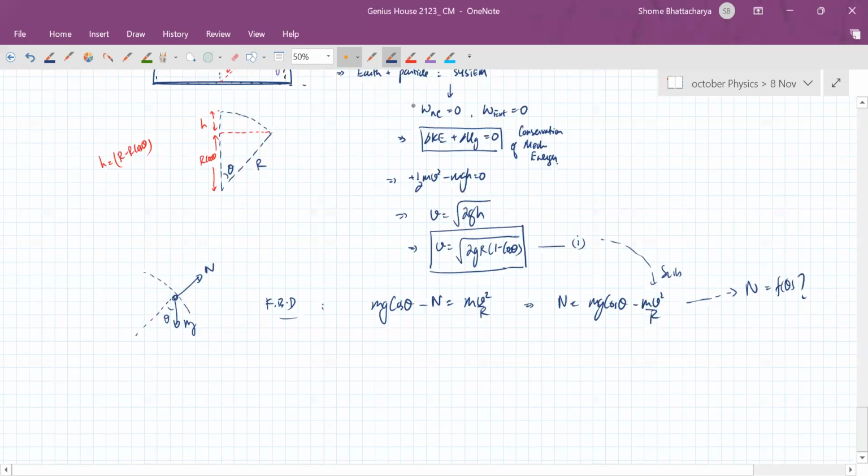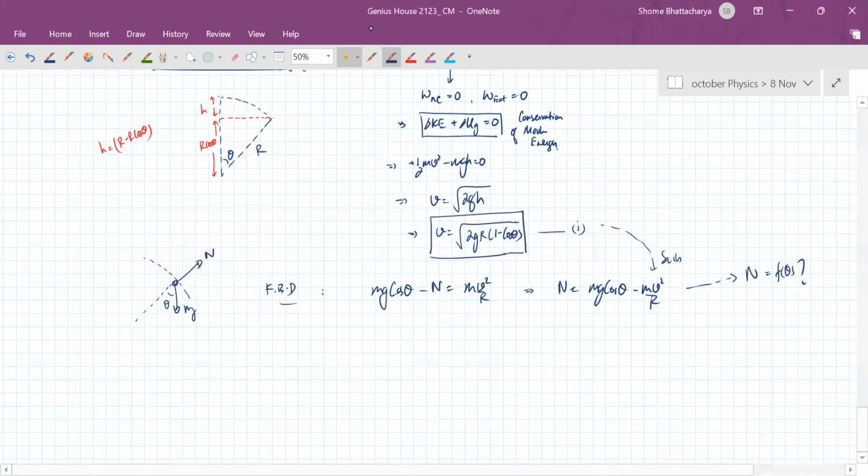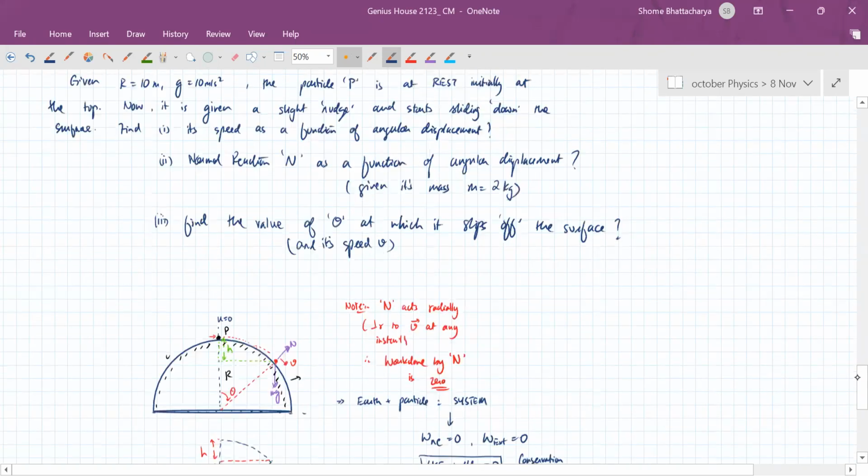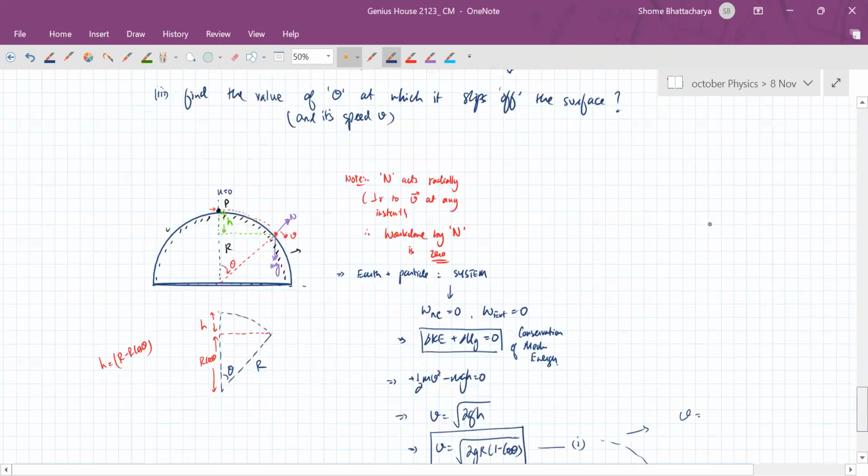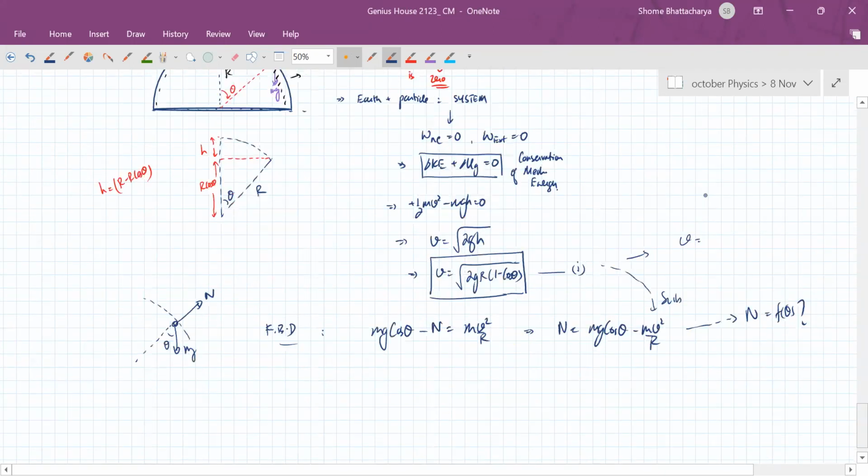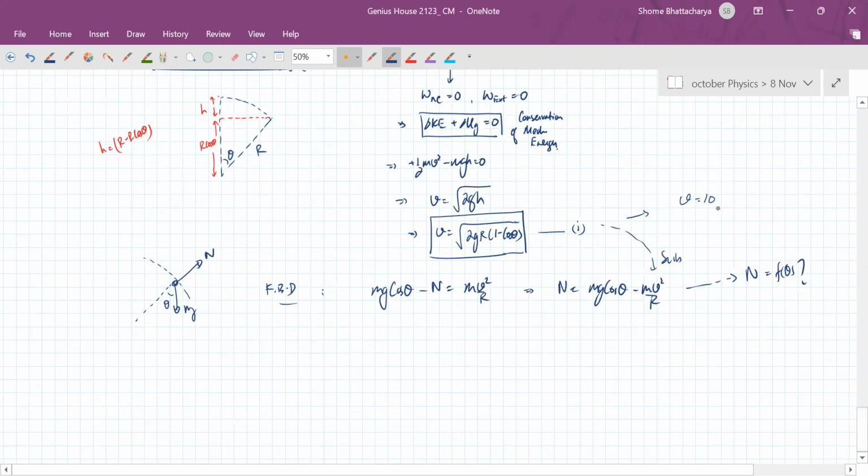Okay, so let's finish this up now. So we can see in general, this is your v as a function of theta here. I think we had taken R to be 10 meters, right? For this particular question, yes. So this will become square root of 200. So that will be 10 square root of 2 into 1 minus cos theta in meters per second.